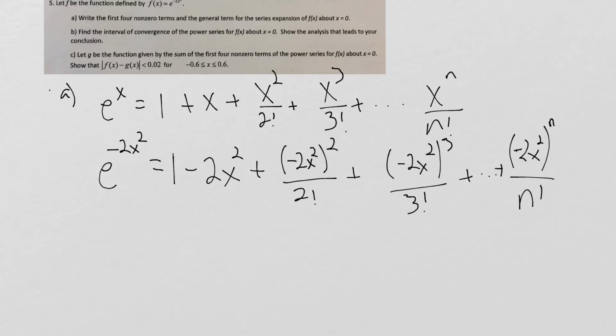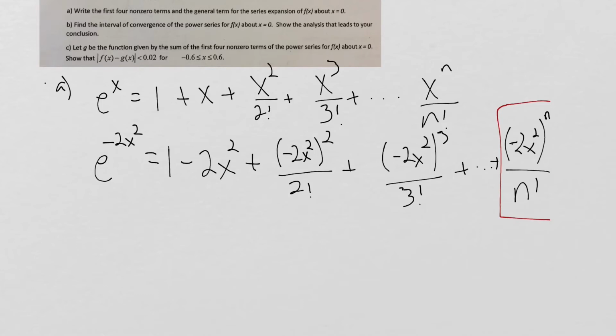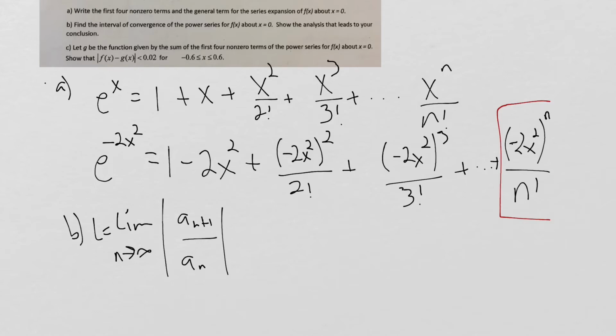So now I have to do part B. I am going to do the interval of convergence on this thing right here. So part B, L is the limit. I'm using the ratio test. Anytime they ask me for an interval or a radius of convergence, I use the ratio test. As n goes to infinity, the absolute value of a sub n plus 1 over a sub n.